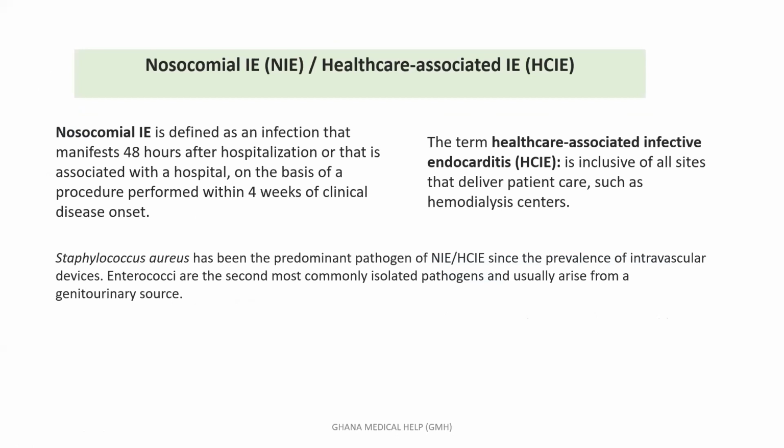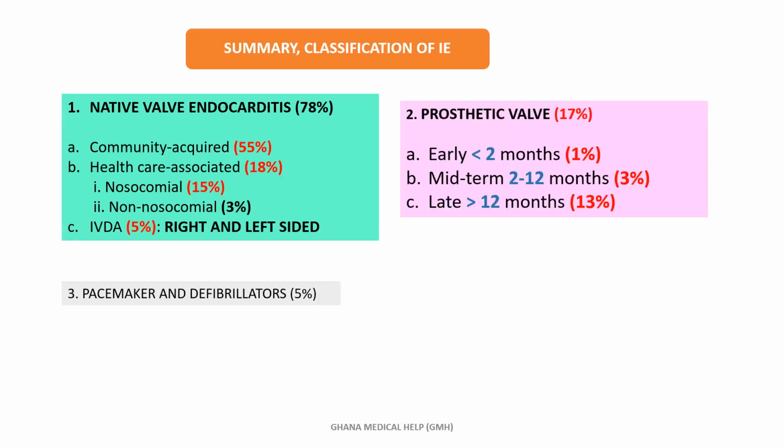We have nosocomial infective endocarditis and healthcare associated infective endocarditis. The nosocomial one is defined as an infection that manifests 48 hours after hospitalization, or that is associated with a hospital or on the basis of a procedure performed within 4 weeks of clinical disease onset. The term healthcare associated infective endocarditis is inclusive of all sites that deliver patient care, such as the hemodialysis center. Staphylococcus aureus has been the predominant pathogen of this kind of infection.